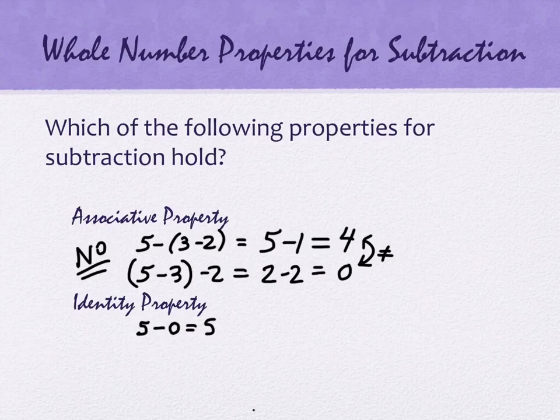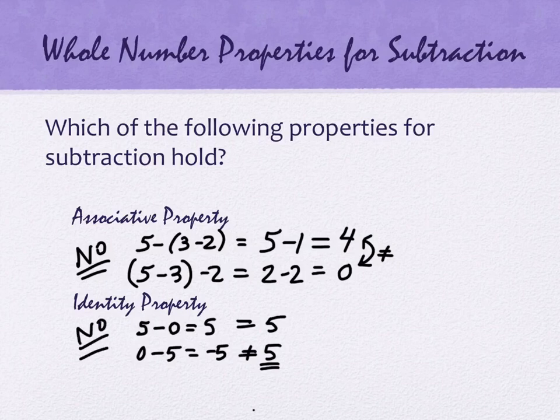5 minus 0 is 5, but what happens when I switch the order? It's negative. It's negative 5, and that is not equal to the 5 I started with. It was supposed to both equal 5. Okay? So if there were such a thing as a half identity, we could go with that on this. There's not such a thing. This has no identity element, so there is no identity property for subtraction.